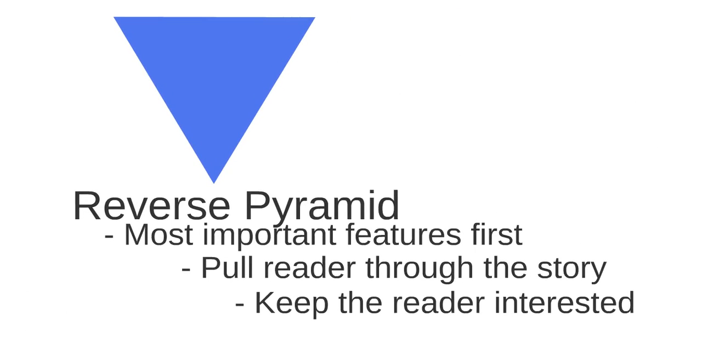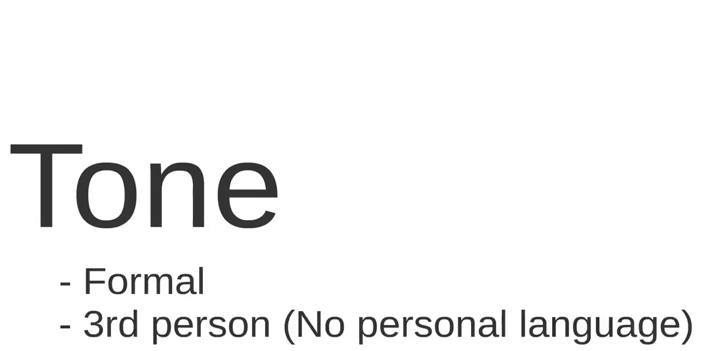A way of grabbing the reader's interest is by using what is called a reverse pyramid. That is where the most important features come first in the article. You put all of your information at the beginning, and then as you move through, you start to reduce the amount of information that you're giving to the reader. This helps keep the reader interested and helps pull them through the story, pulling them towards the end.